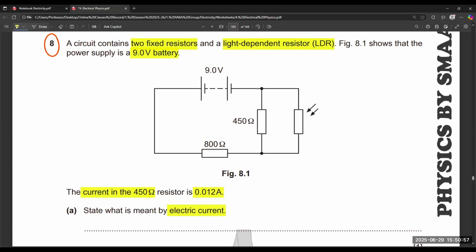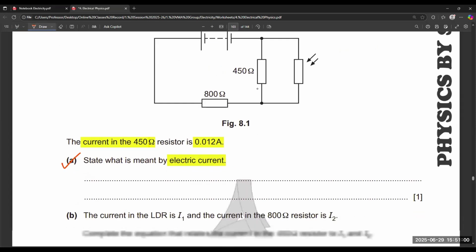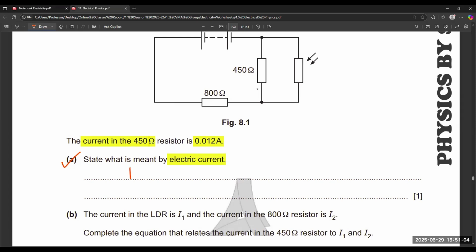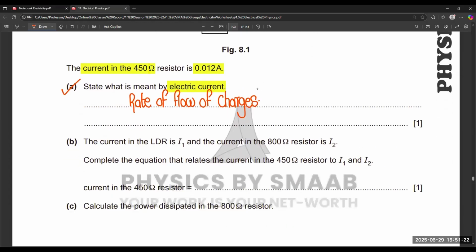What is meant by electric current? So, the definition of electric current: rate of flow of charges. The current in the LDR is I1 and the current in the 800 ohm resistor is I2. Complete the equation that relates the current in the 450 ohm resistor to I1 and I2.